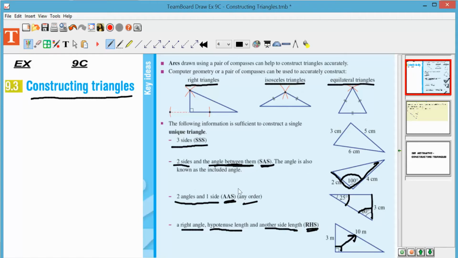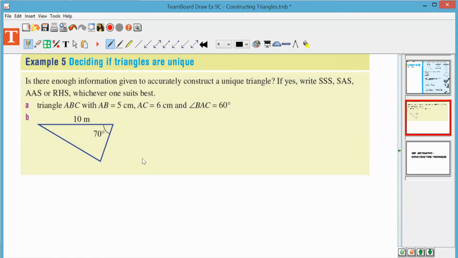All right. So before we get on to the construction part, quick question here. Is there enough information given to accurately construct a unique triangle? If yes, whether it's side, side, side, side, angle, side, angle, side, or right angle, hypotenuse, side, whichever one best suits. So if we've got a triangle ABC with a length of AB 5 centimeters, AC 6 centimeters, and an angle of 60 degrees, and that angle is where A is.